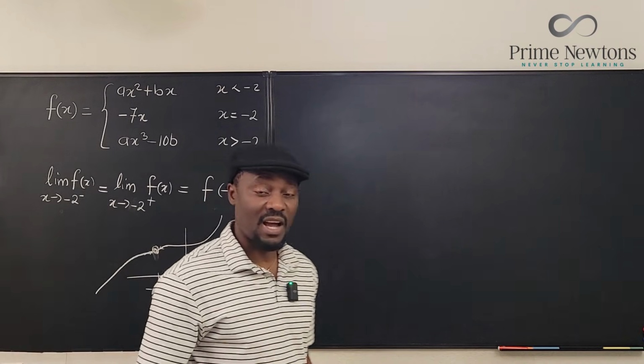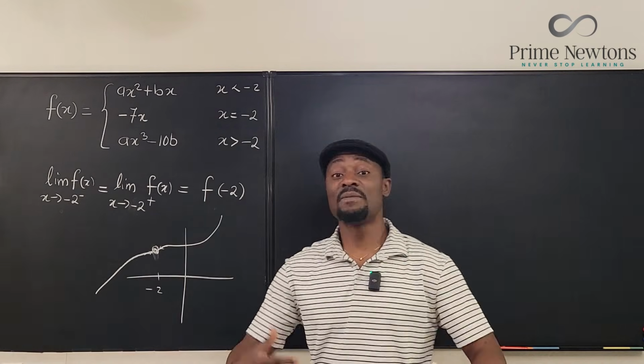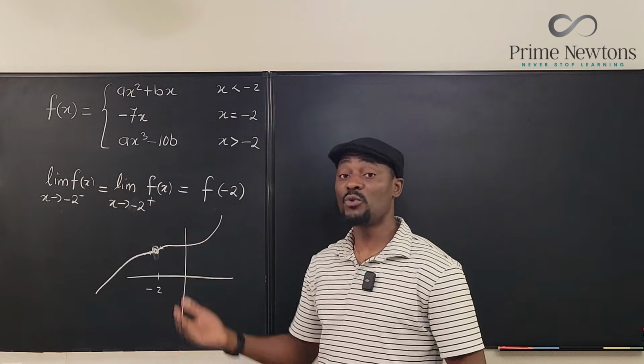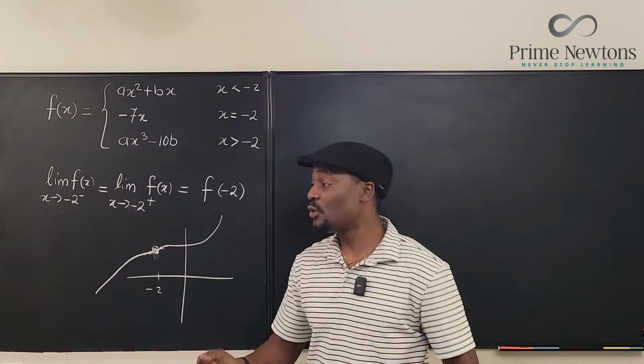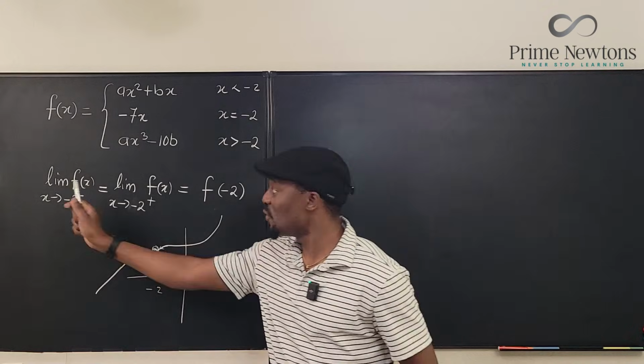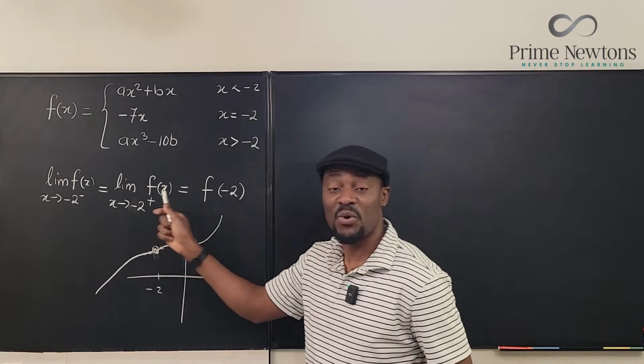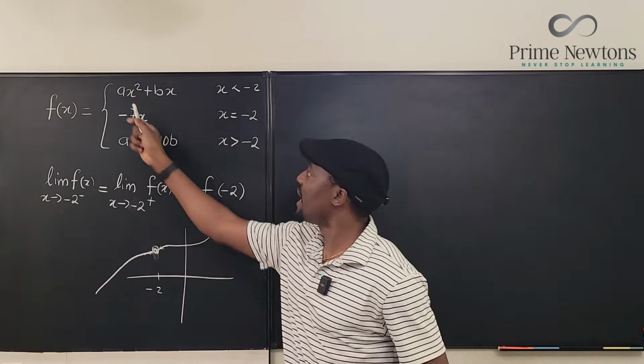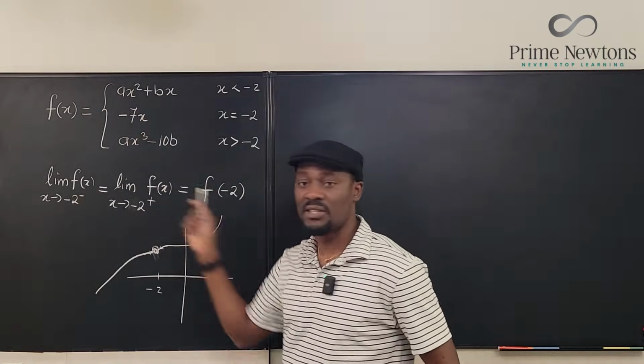So the way this question is designed, they say if the function is continuous, what will be the values of a and b? So you don't need to worry about this anymore. They already told you to assume that this is equal to this equals this, but what would be the values of a and b if this is true?